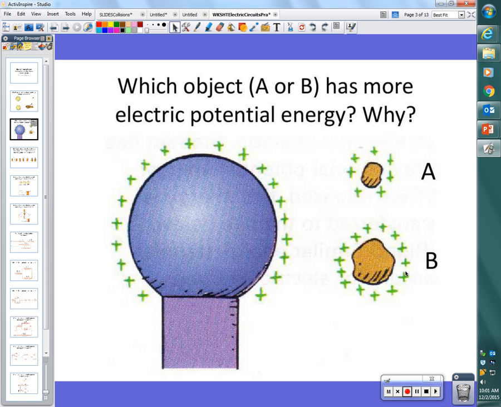Next picture looks like this. Which object, A or B, has more electric potential energy? Why? Discuss with the person next to you. Go. A or B?